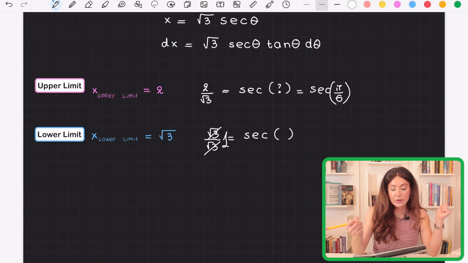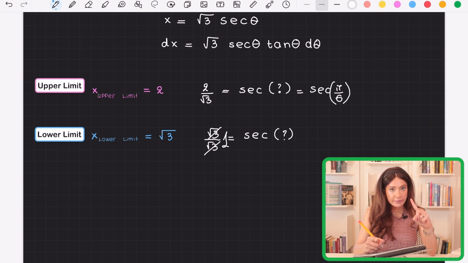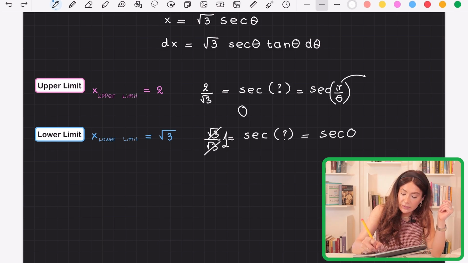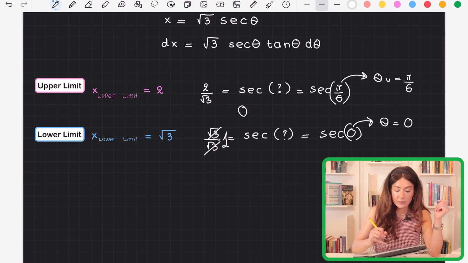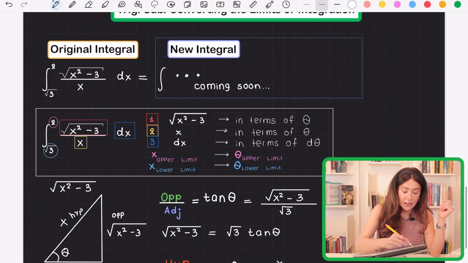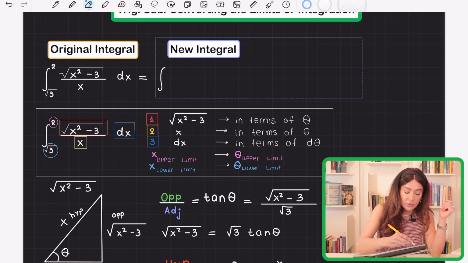These get canceled. This is 1. Same question. Secant of what angle gives you 1? Okay, if you're not familiar with secants, then think about cosine, because secant is 1 over cosine. Okay, so cosine is 1 when the angle is 0. So then I'll pick that one. So that should be secant 0. Okay, so then this is theta upper bound, and this is theta lower bound. So my new interval goes from 0 to pi over 6.